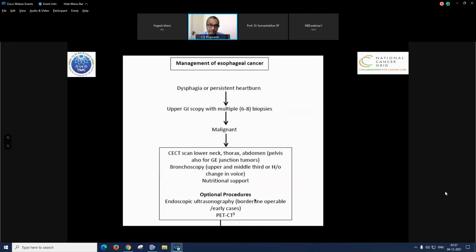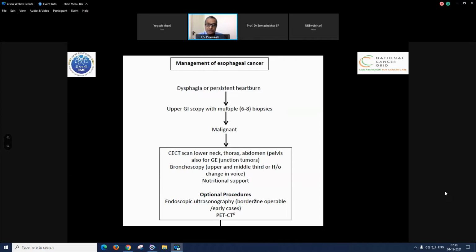In areas where it's available, a PET CT scan is a very useful investigation to do. In our own series of over 200 patients, we analyzed the data, and we found that the incremental value of a PET CT scan over a contrast-enhanced CT scan is to the tune of 19% in squamous cell cancers and 29% in cases of adenocarcinoma. So wherever available, a PET CT scan is a very useful investigation.